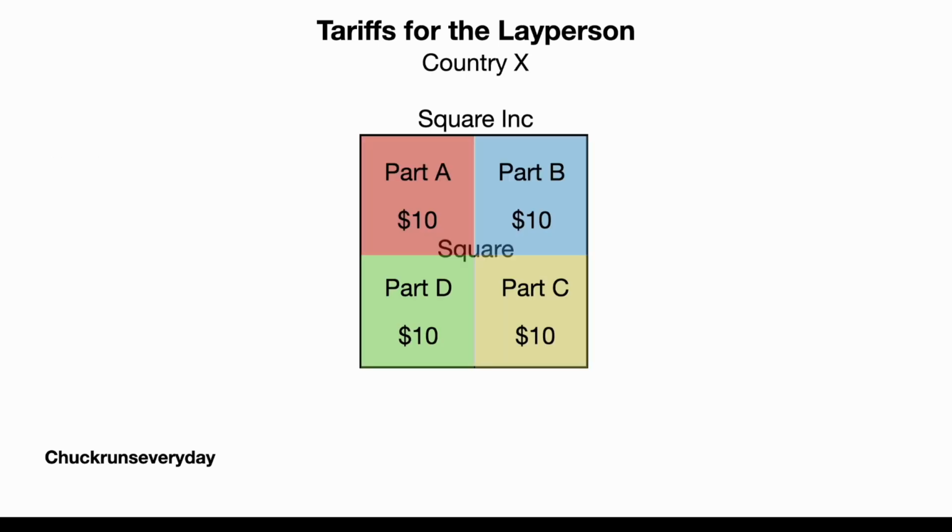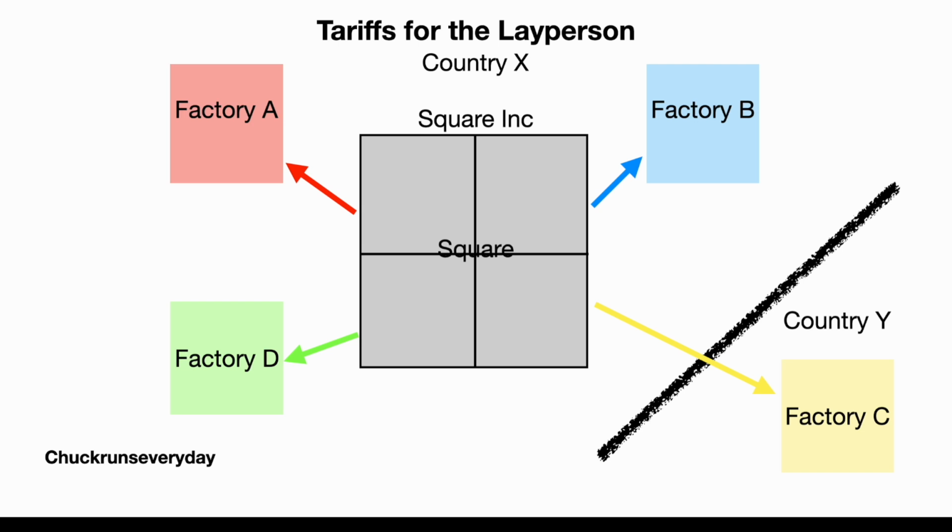Now, in that country, the squares that Square Inc. builds are made of 4 different parts, and each one of these parts costs Square Inc. $10 each. But the kicker is, Square Inc. does not make these parts. These parts come from 4 different factories. So part A would be factory A, part B, factory B. Part C, as you can see, actually comes from factory C, but it's in another country, country Y. And factory D makes part D. So the black line is basically the border between the two countries, country X and country Y.